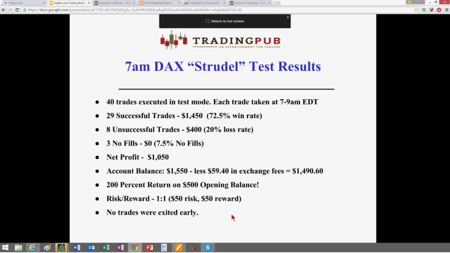When you back out the roughly $60 in exchange fees for executing those transactions, it left my account balance at $1,490.60, which was a 200% return on a $500 opening balance within 40 trading days, using a 1-to-1 risk-reward criteria and no trades being exited early. So that was back then, and it held fine throughout the fourth quarter.